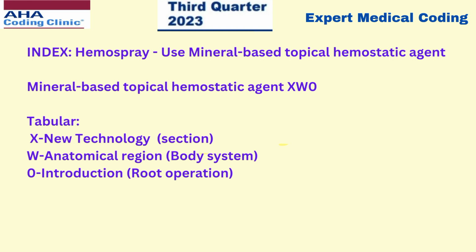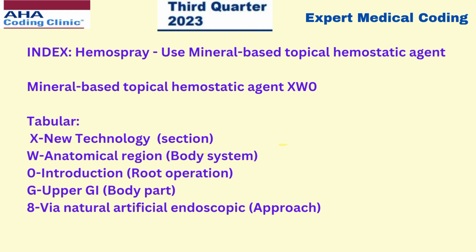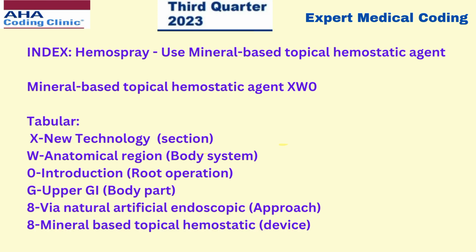XW0. X is a section, that is new technology. W is the body system, that is anatomical region, and 0 is a root operation, introduction. The fourth character is body part, and body part should be taken as upper GI because the procedure is performed at the gastrojejunal site, and the approach is via natural or artificial opening endoscopic because the procedure was performed with enteroscopy, and the device is mineral based topical hemostatic agent and qualifier is new technology.